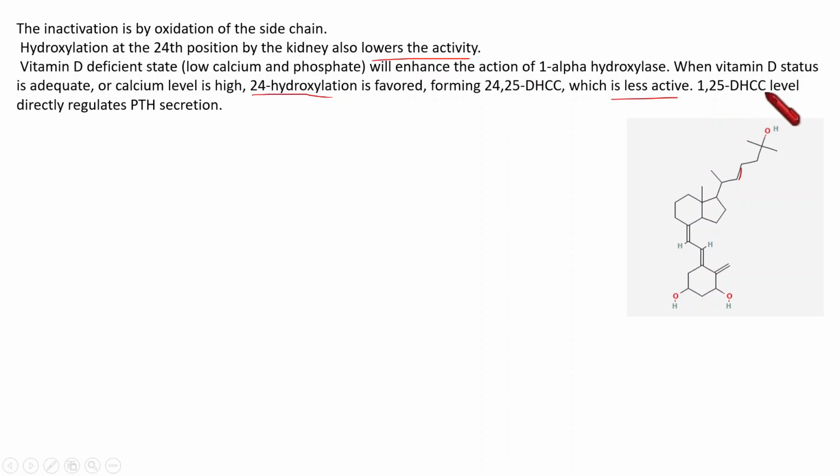And this 1,25 DHCC level reciprocally regulates the PTH secretion also. How does it reciprocally regulate the secretion of PTH? When this 1,25 DHCC level is high or at a satisfactory level, it brings about calcium reabsorption. And as there is an adequate level of calcium in the blood, there is no more need of PTH secretion, and its level will lower. So in that way, the 1,25 DHCC level can regulate the level of parathyroid hormone also.